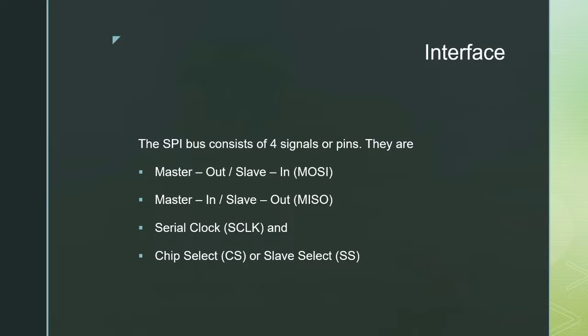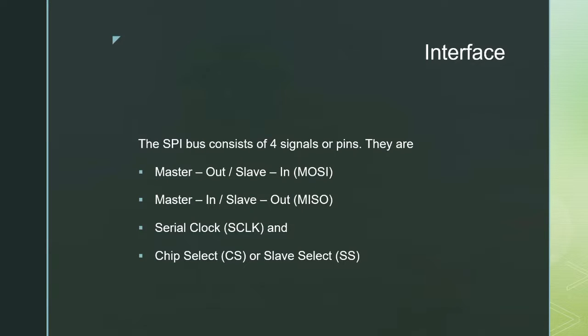Interface. The SPI bus consists of four signals or pins. They are master out, slave in, MOSI, master in, slave out, MISO, serial clock, SCLK, and chip select, CS, or slave select, SS.